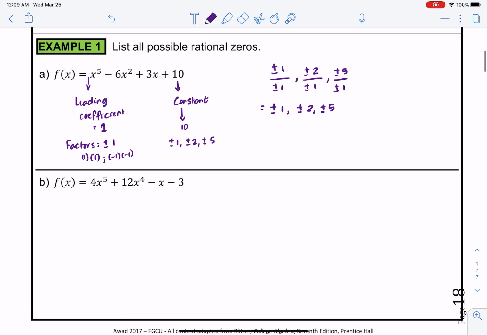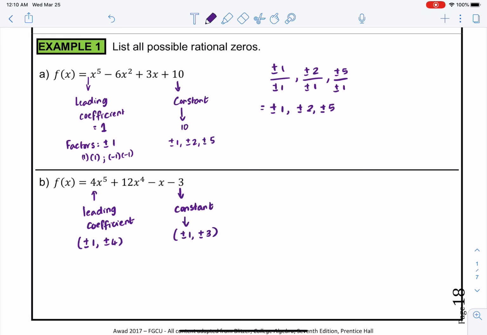So in a similar manner, here the constant term is minus 3, and the leading coefficient is 4. So the factors of the leading coefficient are plus or minus 1 and plus or minus 4. The factors of the constant are plus or minus 1 and plus or minus 3.